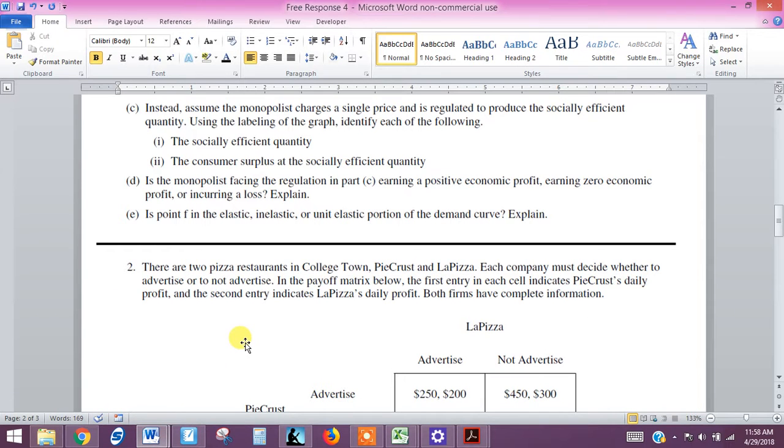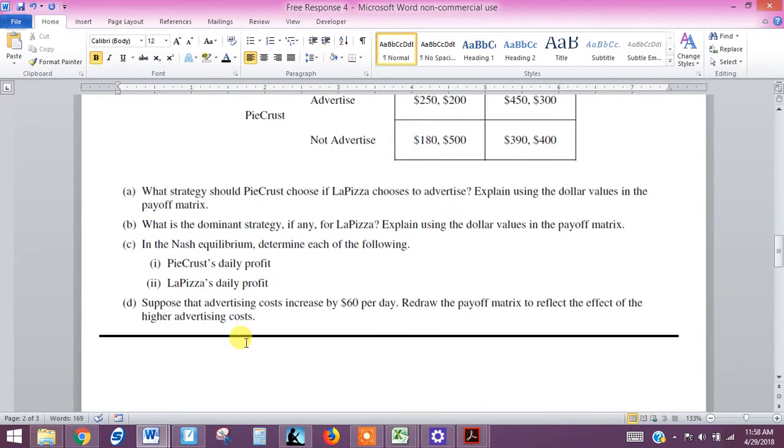This last part is kind of easy, I think. They're asking us to suppose that advertising costs increase by $60 a day. Redraw the matrix to reflect the effect of the higher cost in advertising.